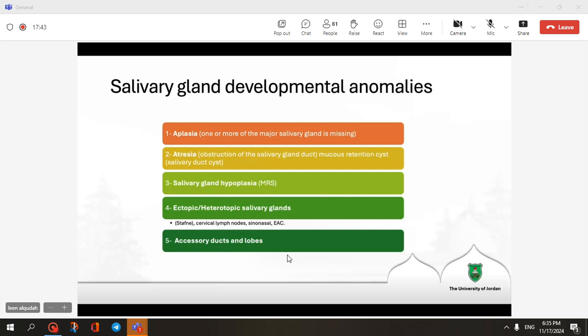Now let's start talking about the diseases, beginning with the developmental anomalies. Developmental anomalies means that when you're an embryo and your salivary glands are being formed, there has been some kind of an anomaly during the development. So the first example of that is aplasia. Basically, one or more of the major salivary glands are missing, and that is usually associated with a specific syndrome. One of them is the most famous one. Anybody knows it?